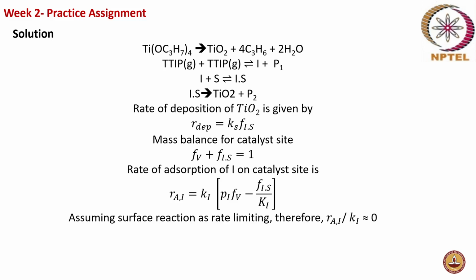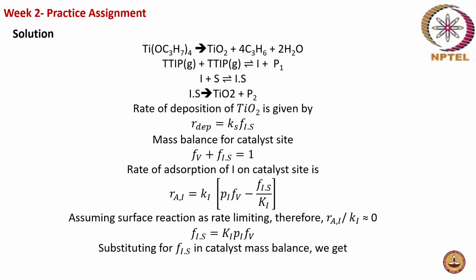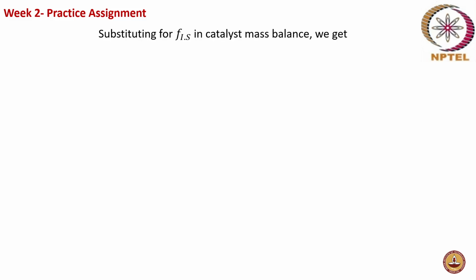Yes. So, assuming the surface reaction is rate limiting, the adsorption rate equation is approximately equal to 0. From this, what do you get? The fraction of active sites occupied by I is equal to Ki into the partial pressure of I into Fv, right? Now, how do you proceed? We substitute FIS in the mass balance equation, and you get Fv equal to 1 by 1 plus Ki into the partial pressure of I. Correct?